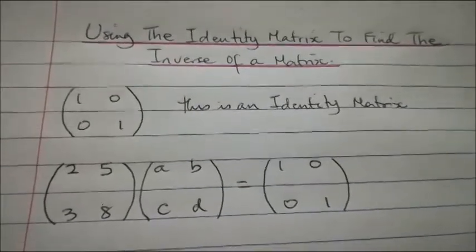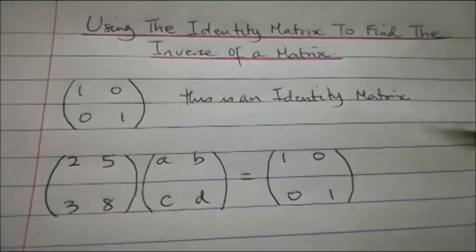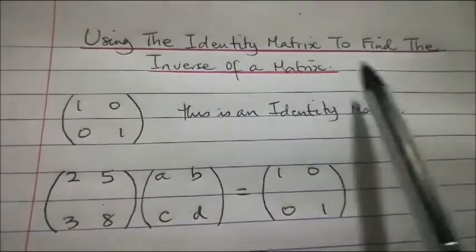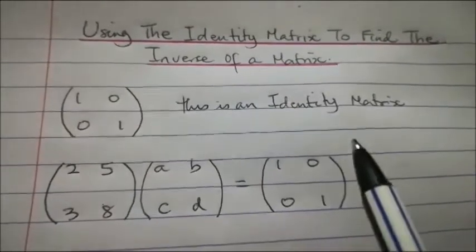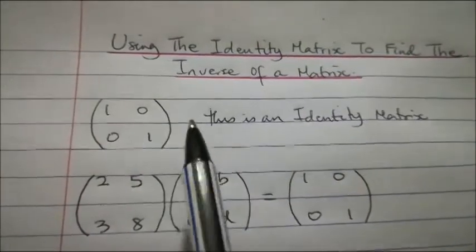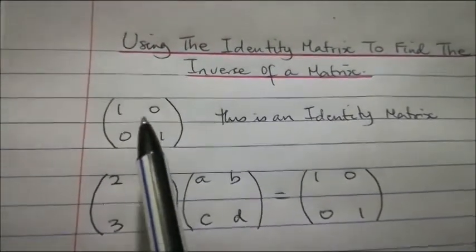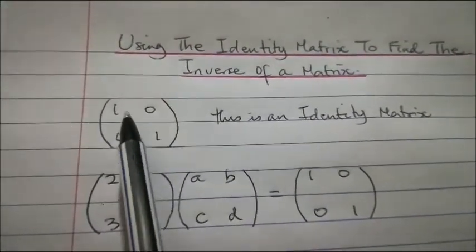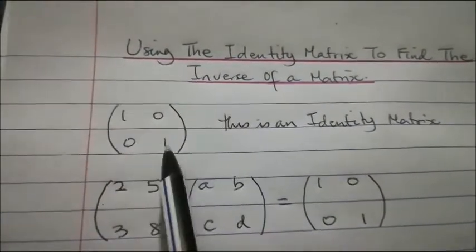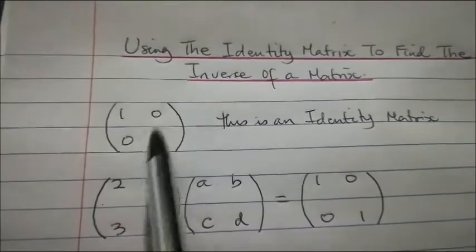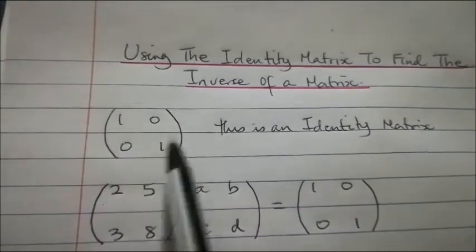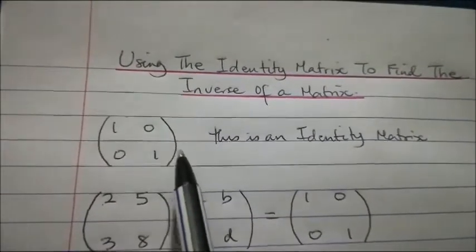Yes, good evening, students. We want to spend a few minutes looking at how to use the identity matrix to find the inverse of a matrix. Just for reminders, we know that an identity matrix looks something like this, where the leading diagonal is 1. The two digits are 1, and the remaining digits are 0. And this is a 2 by 2 identity matrix, right?